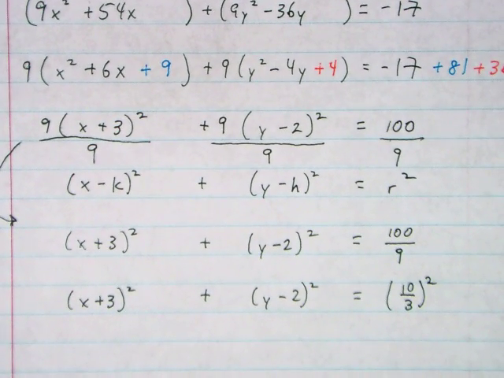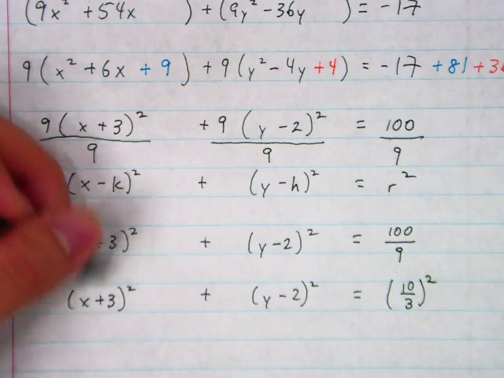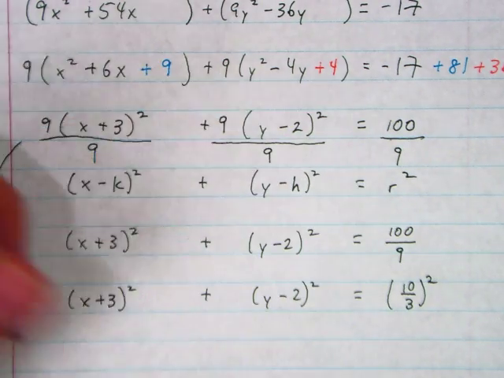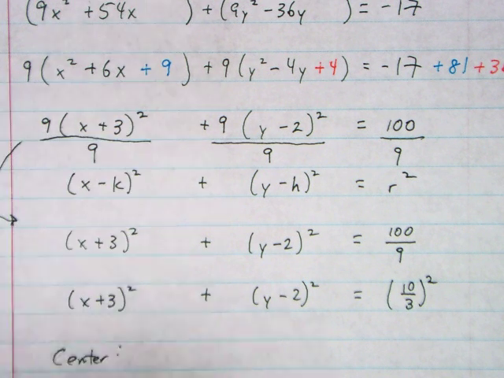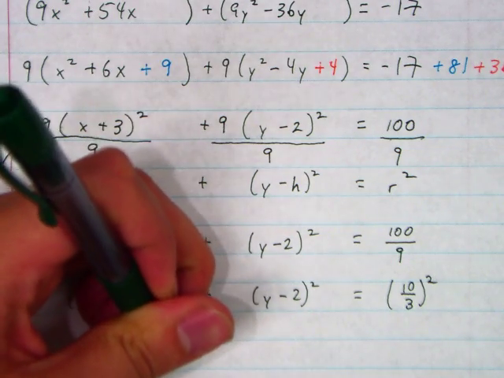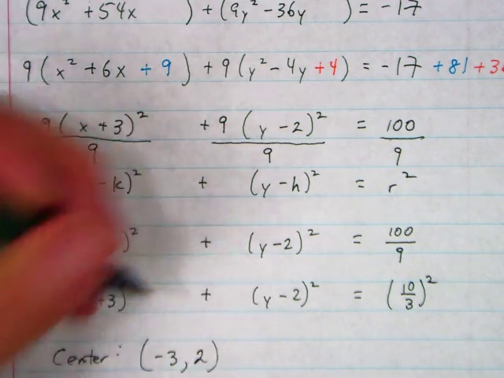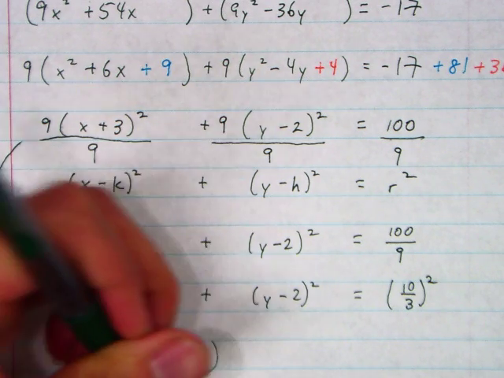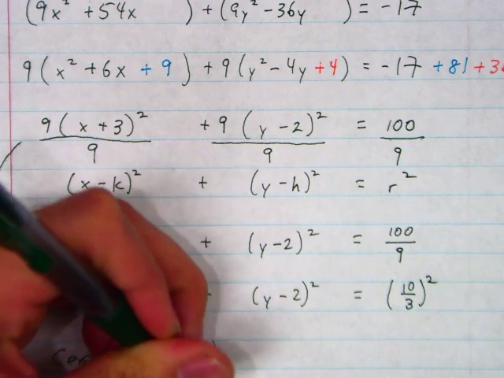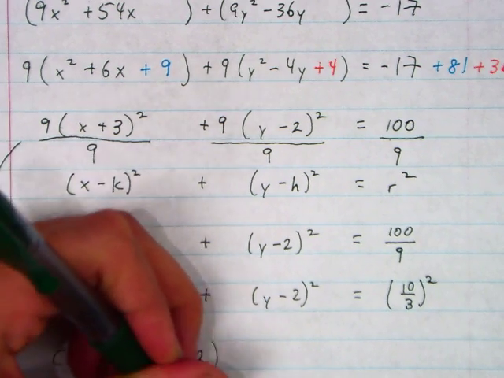Okay, we've got all the information we need then. So right here, we know the h, we know the k, and we know the r. So our center, it's an x plus 3. Again, that's the same thing as saying x minus negative 3. So it would be (-3, 2). And my radius would be 10 over 3.